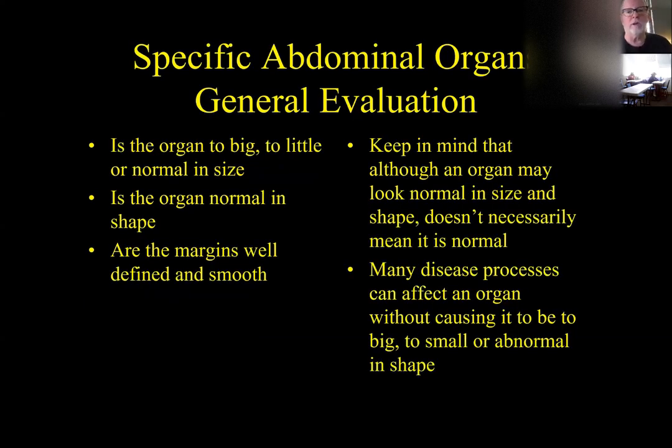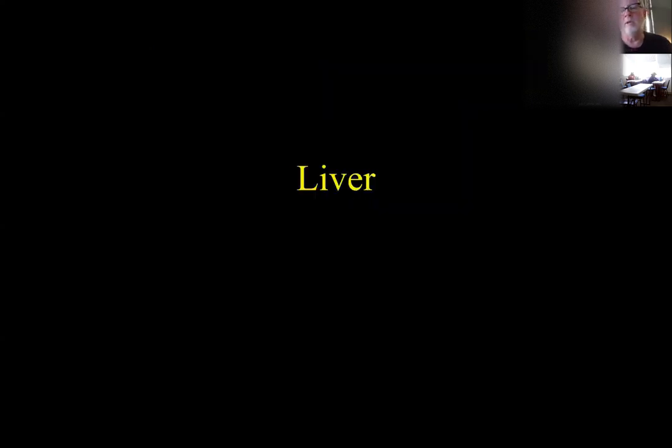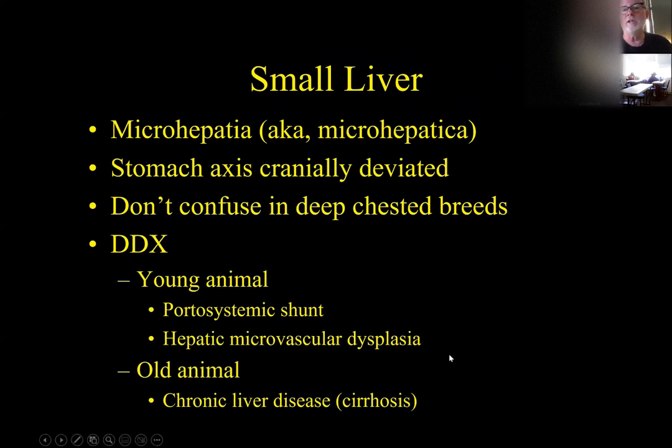Okay, then we're going to talk again about specific organs and pathologic things that can cause those organs to become too big or too little. And let's start back up again in the liver. Okay, what is the name for a small liver? The doctor word for a small liver, the real name, if you look up in a medical dictionary, is called microhepatia, which is the doctor name for a small liver.